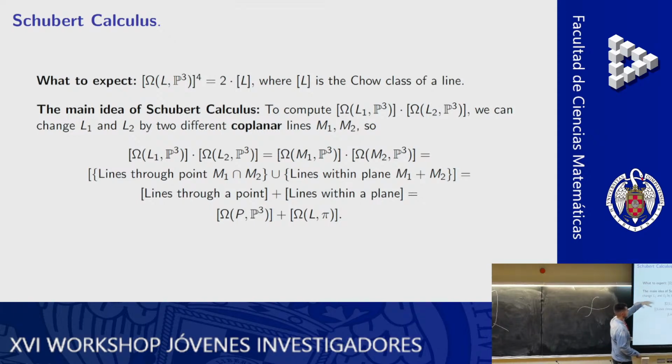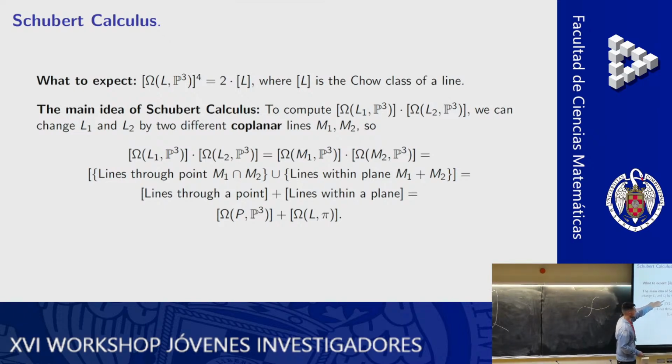So we expect an answer, omega L P3 to the 4th, is 2 times the class of a line. That's the answer to our question. So we are looking for the answer. And how are we going to do that? We are going to use the main idea of Schubert calculus. We are first going to compute the square, and then we are going to take the square of that.